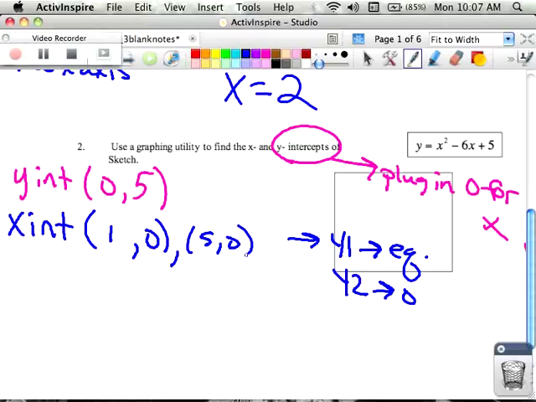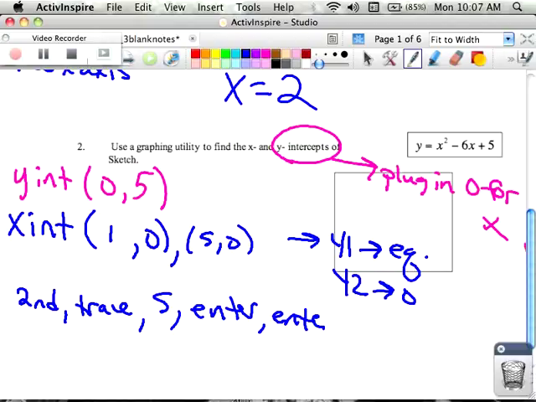In case you're wondering about that, it goes like this. Second, trace, 5, enter, enter, arrow back and forth to find the guess, and hit enter. This phrase I'll use all the time in this class. Second trace, 5, enter, enter, arrow, enter.